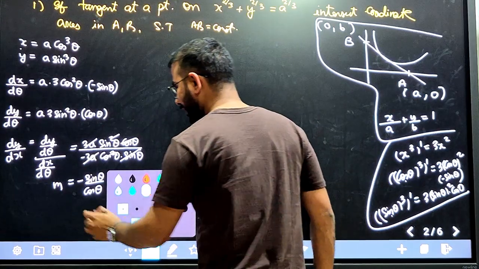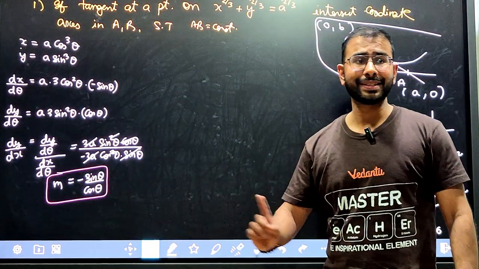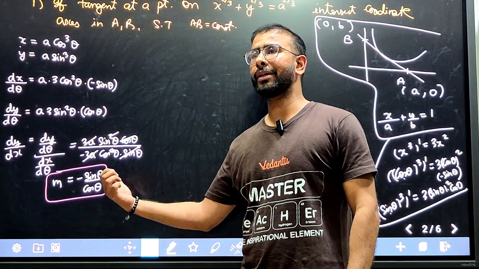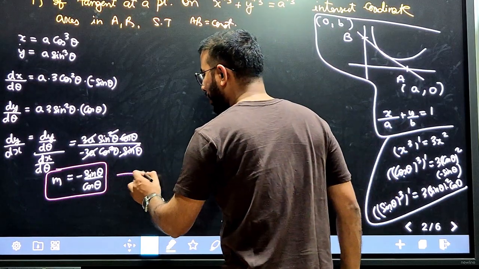So this part we have discussed. So m is nothing but minus sine theta by cos theta. Should we write this as tan theta? No. Can we write? Yes, we can. But it is not advisable. Why? Because it will save your calculation later on. How? Let's see.